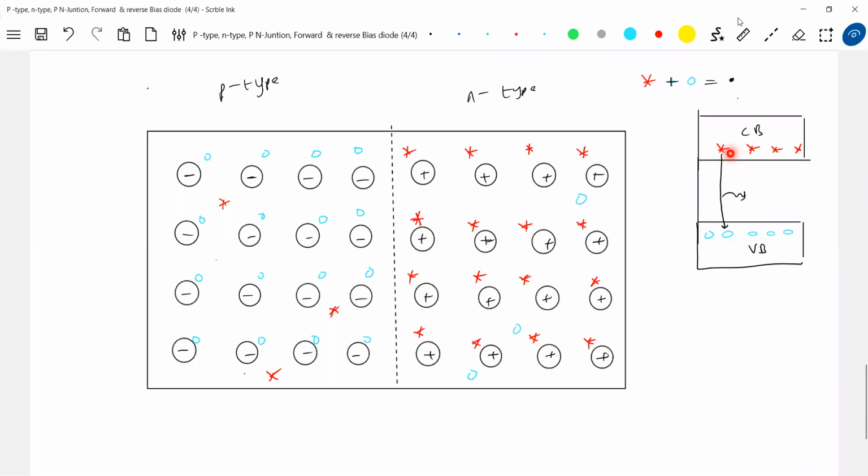But what happened? The energy decreases. So where does that energy go? It will be absorbed by the material itself. There's a photon. Photon is photon. This photon energy will be absorbed by the material itself, and it's converted into heat. This is what happens in semiconductor material.